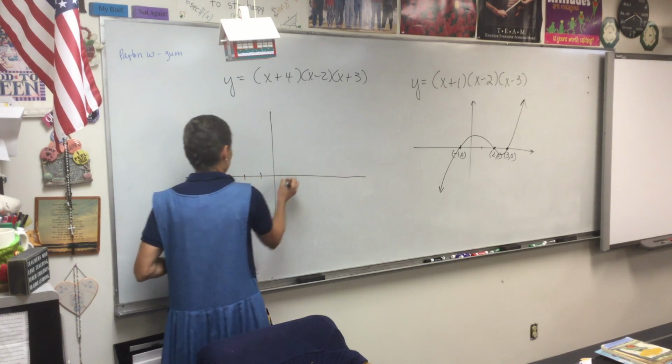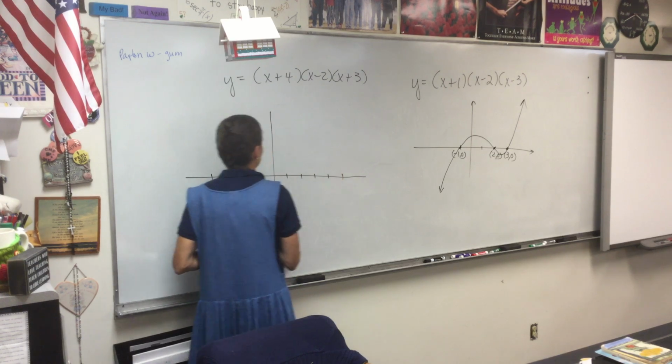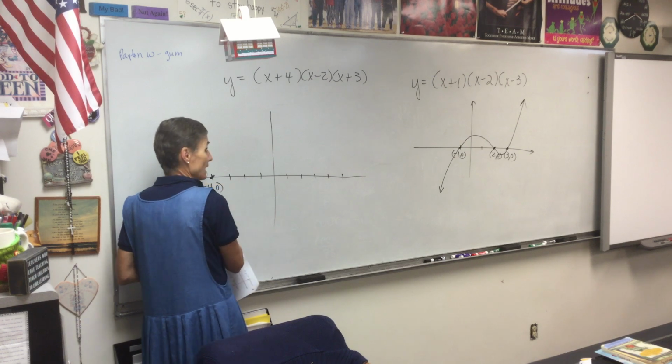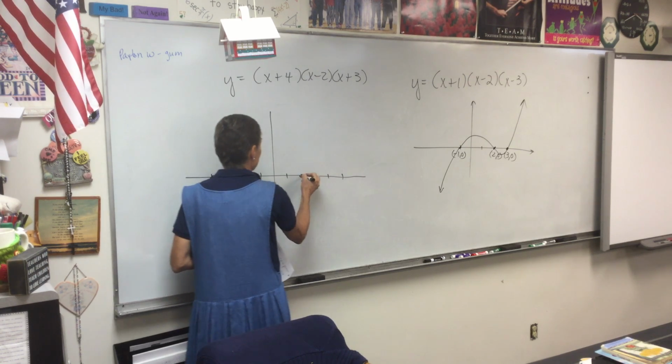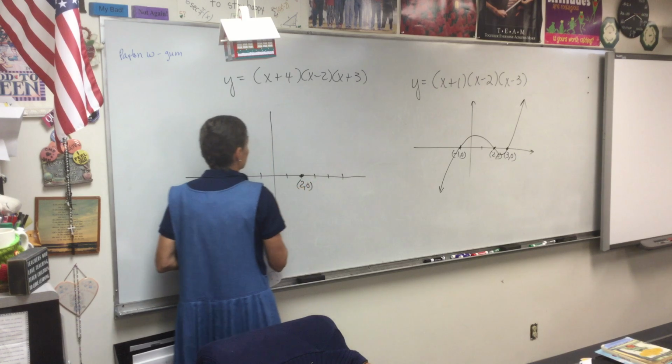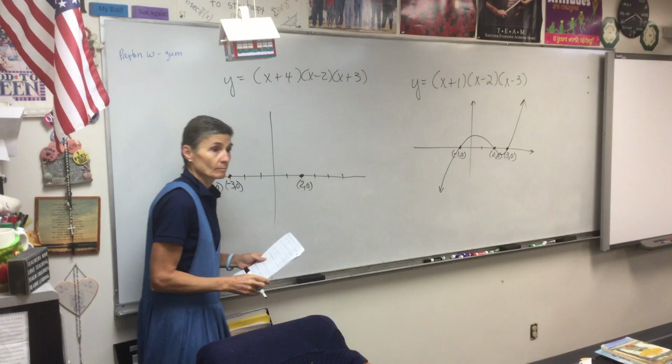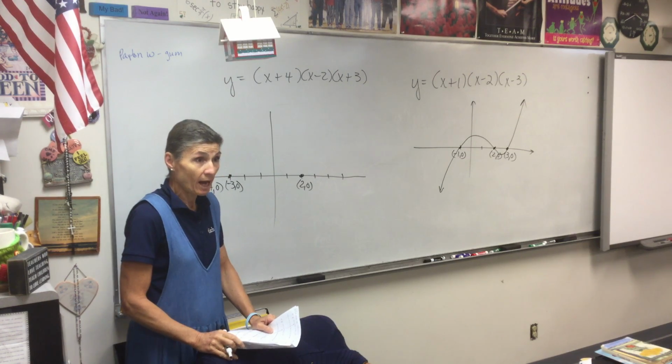So where are we putting our dots? You're supposed to be doing this on your own. Where are you putting your dots? Negative 4, 0, and you label it that way. 2, 0. Negative 3, 0. Everybody okay with the dots?